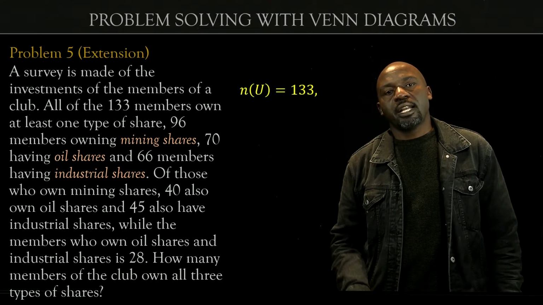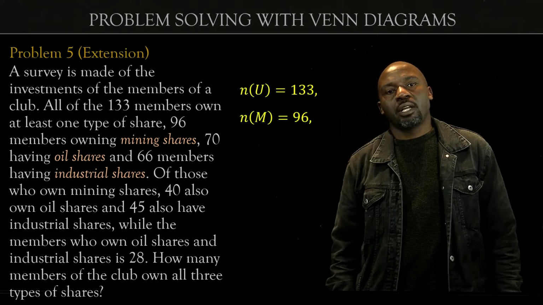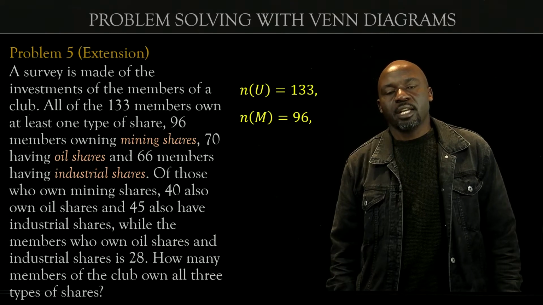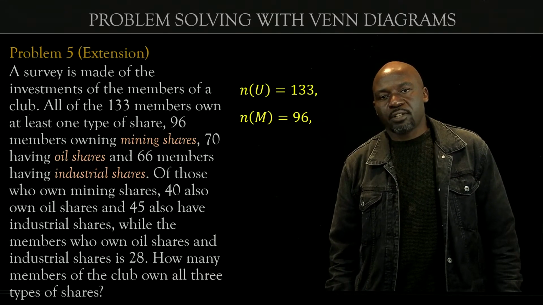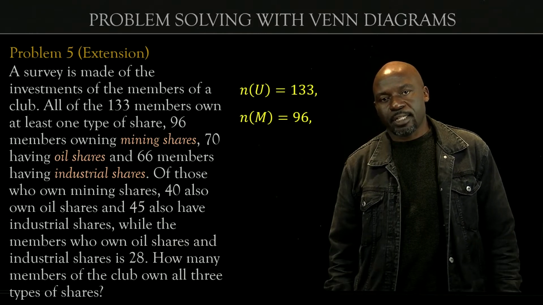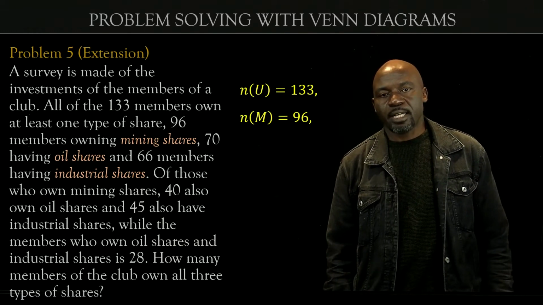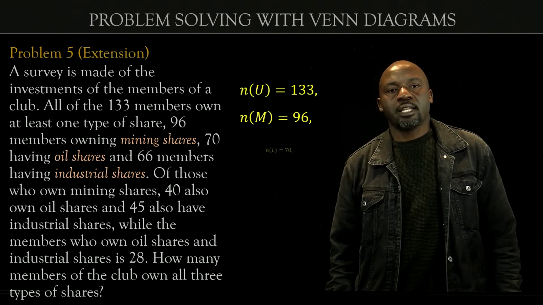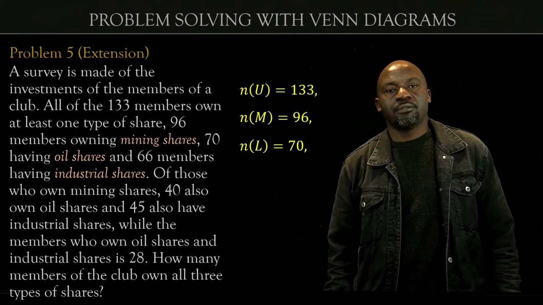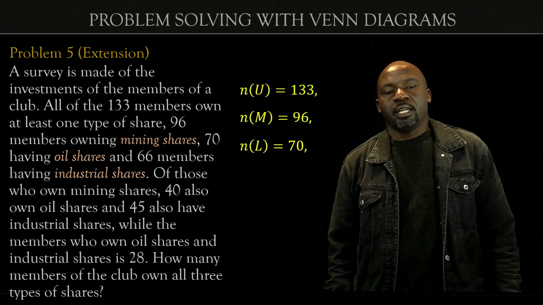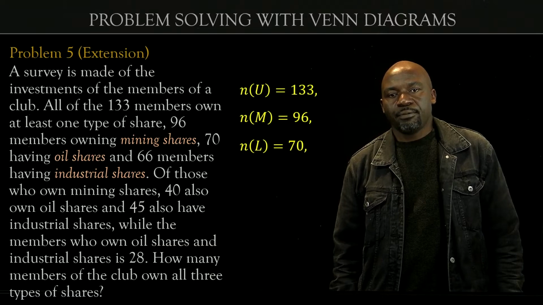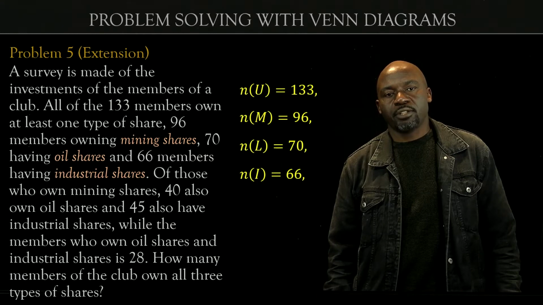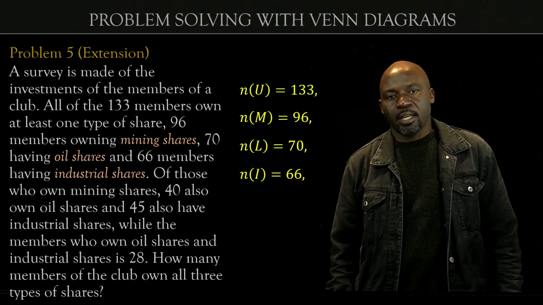So we can say that the number of elements in set M, those who own mining shares, is 96. I'm going to represent oil shares with the letter L as opposed to letter O, but you can use your own letter, it doesn't really matter. It says 70 have oil shares, so the cardinality of L for oil is 70, and the number of elements in I for industrial shares is 66. Any other information?